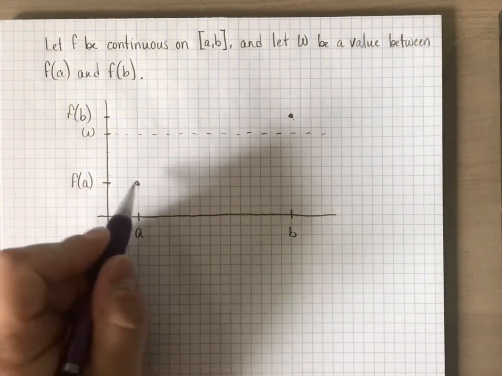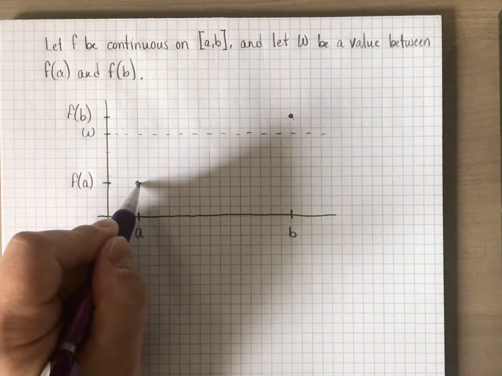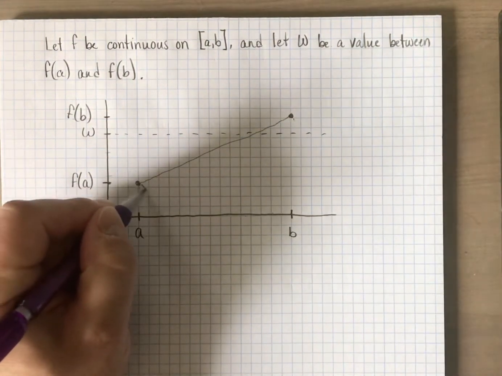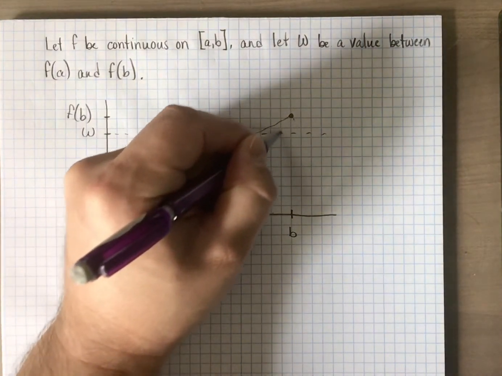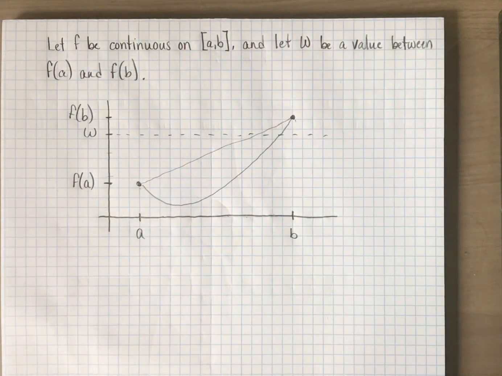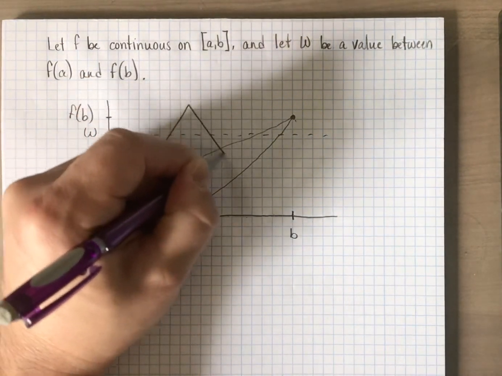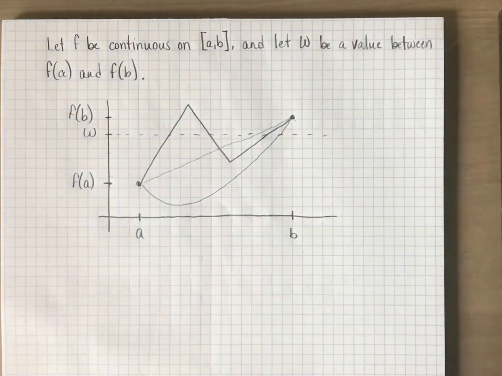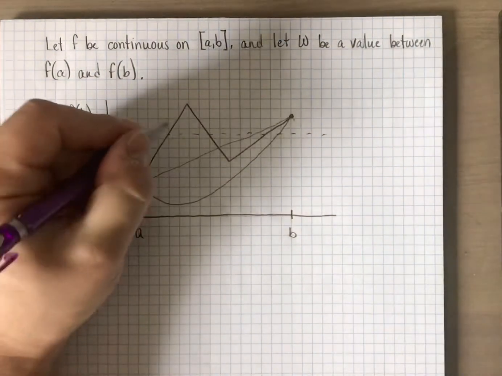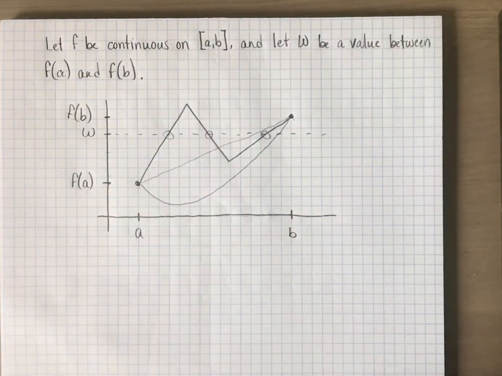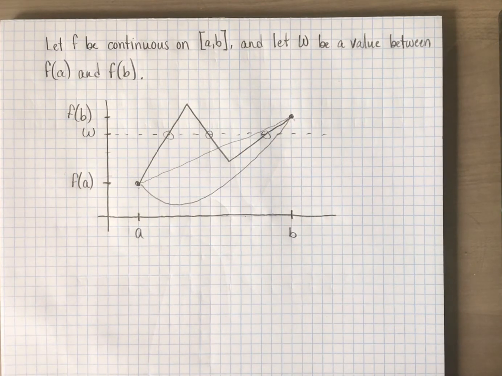So if I have to connect these two points, no matter how I do it, whether I use a straight line or whether I use something parabolic or polynomial in nature, even if it goes in a piecewise manner, no matter what, somewhere, even if it's more than once, somewhere I have to cross that dashed line. Somewhere I have to cross it.